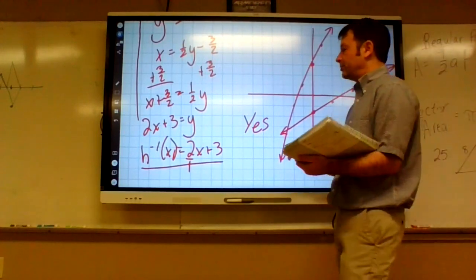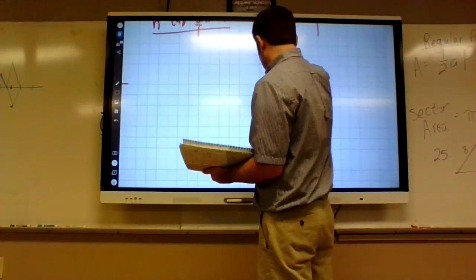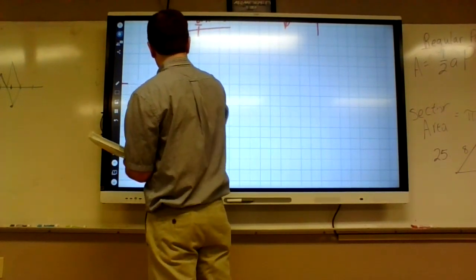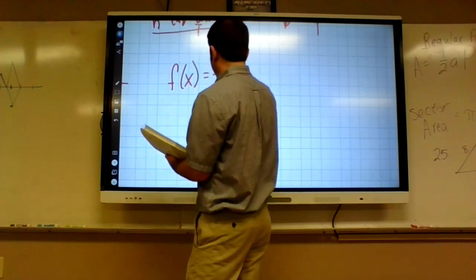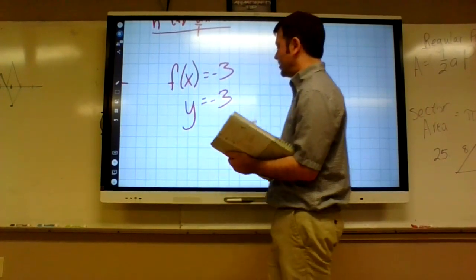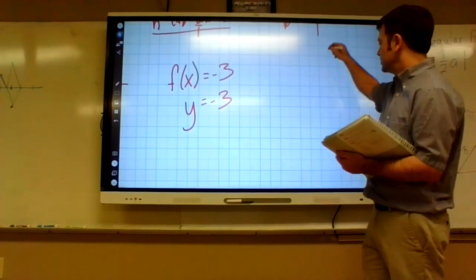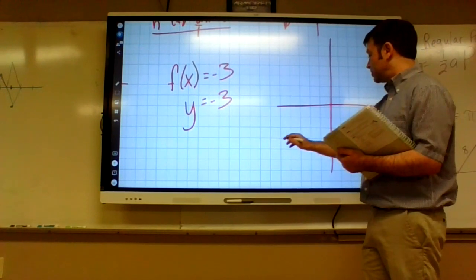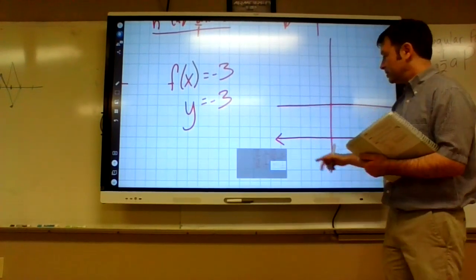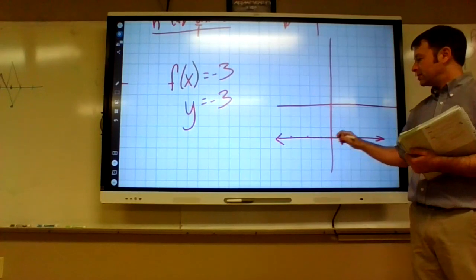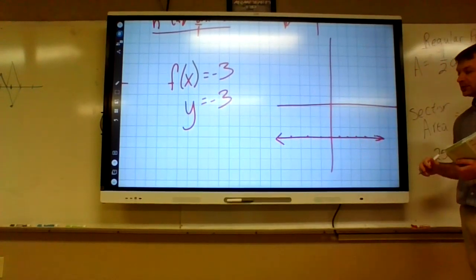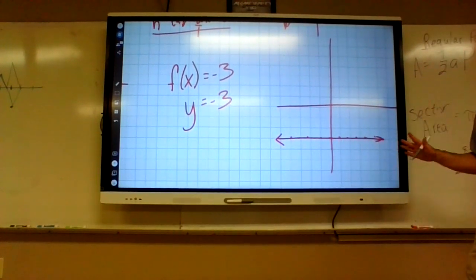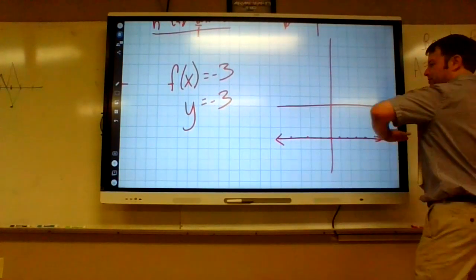So number 16. We're done with the odds, but I probably should talk about 16 a little bit. It says f of x equals -3. How would we graph that? It's basically the same thing as y equals -3. How do we graph that? You go to -3 on the y-axis right here, and then just draw a horizontal line through there. Because all of the points on this line have a y value of -3. So it's called y equals -3.